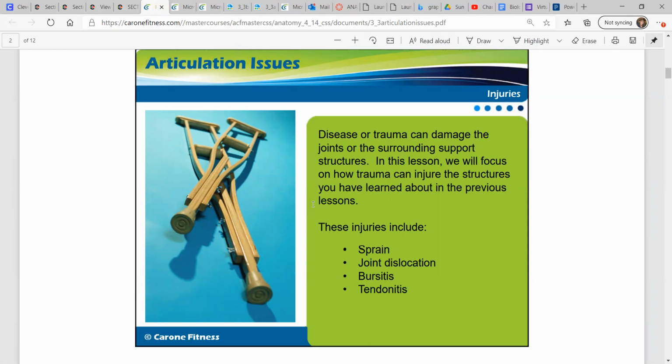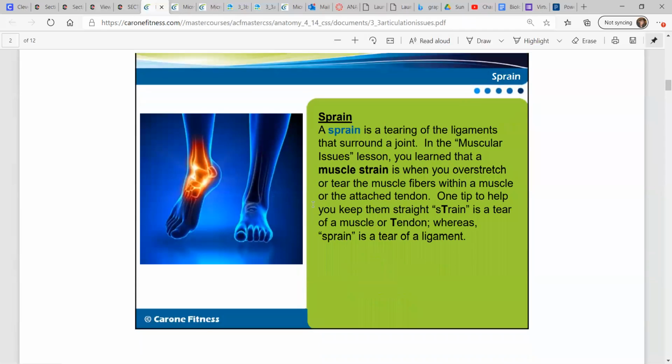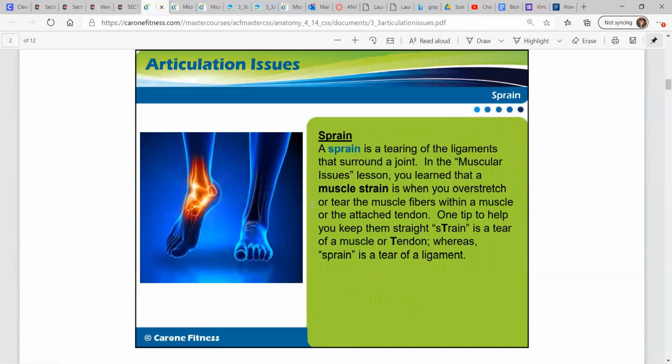And these injuries will include sprains, dislocating joints, bursitis, and tendonitis. Now, if you've played sports, you actually may have experienced a sprain. And that's when you tear a ligament that surrounds a joint. Remember back in the muscular issues lesson, we learned about a muscle strain. That's when you actually overstretch or tear muscle fibers within the muscle. This is tearing the ligaments around a joint.